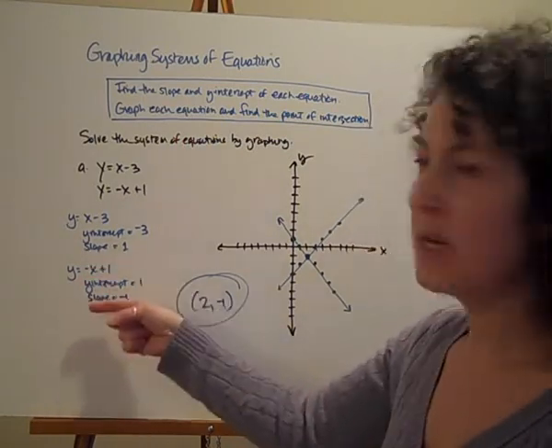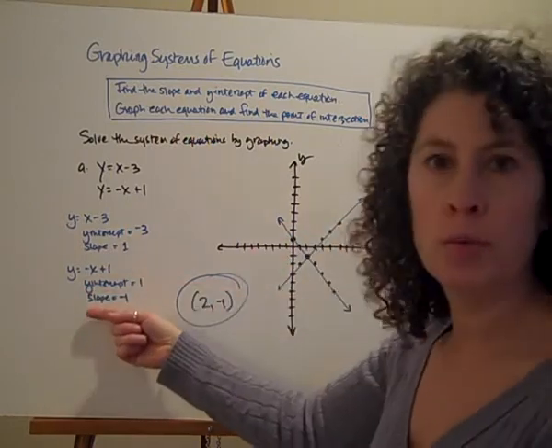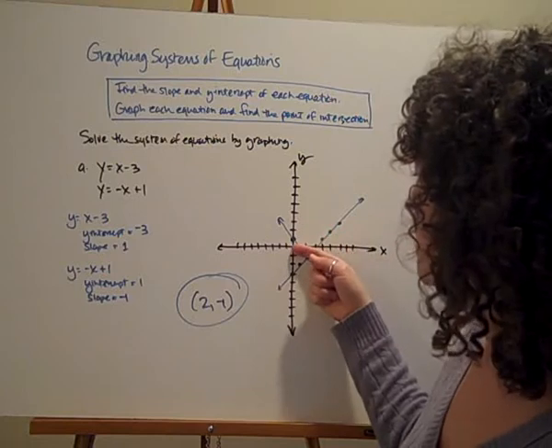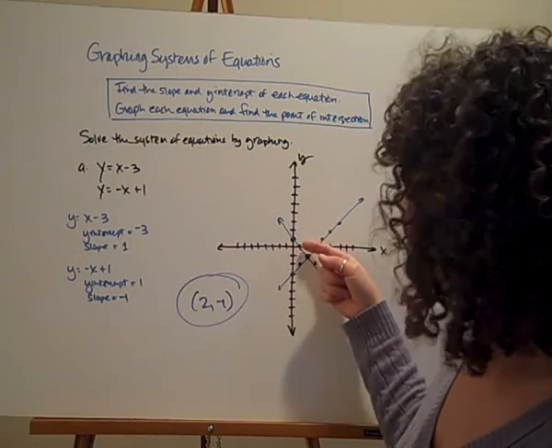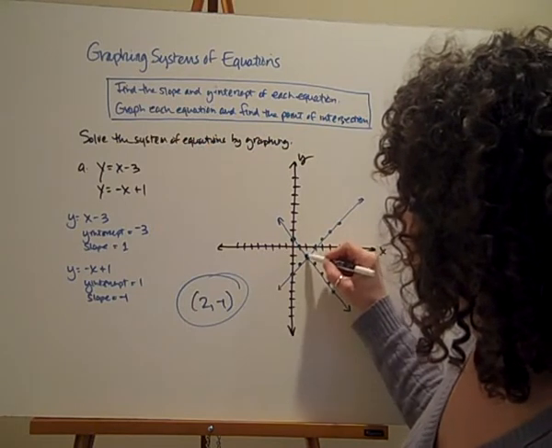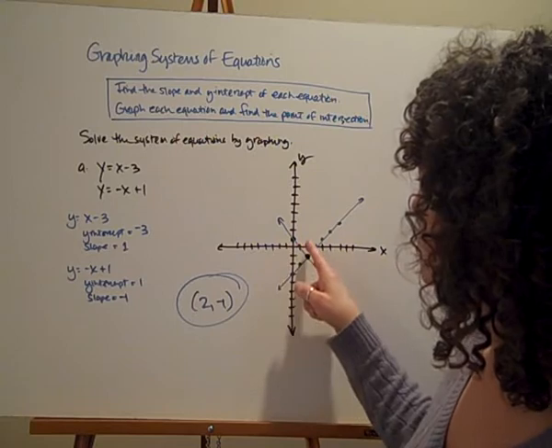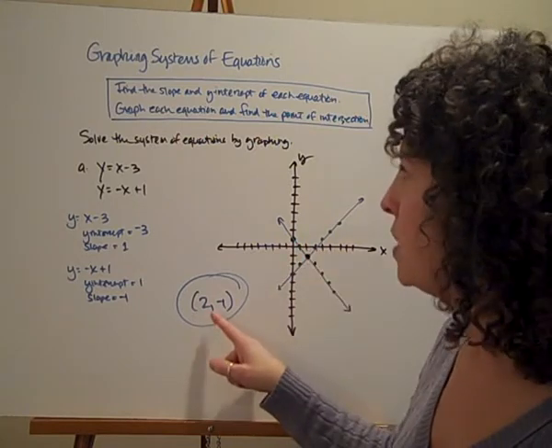So now I'm going to take my second equation. I'm going to graph my y-intercept of positive 1 here and a slope of negative 1. So that means I have a rise of negative 1, a run of 1, negative 1, 1, and there it is right there. That's where they run right into each other, right here at this ordered pair, which is 2, negative 1. So 2, negative 1.